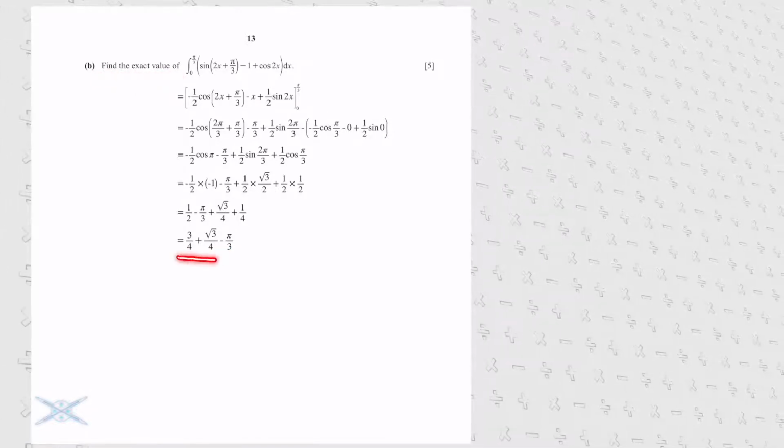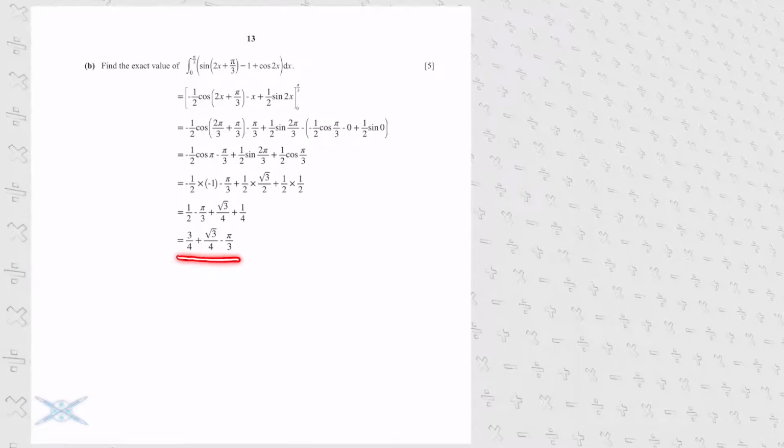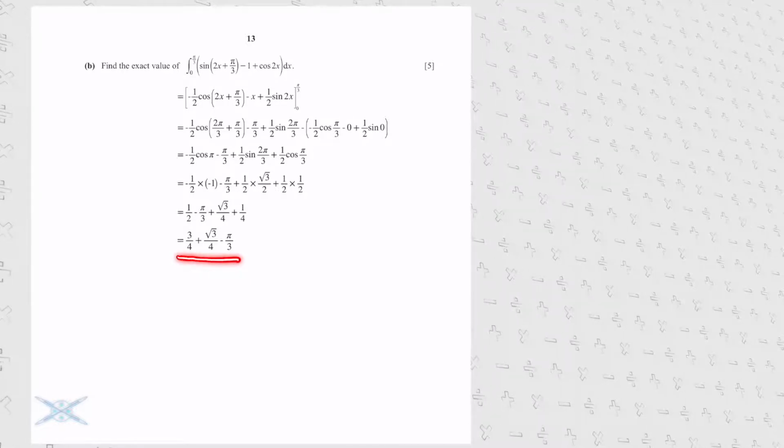Thus, our result here is 3 over 4 plus the square root of 3 over 4 minus pi over 3.